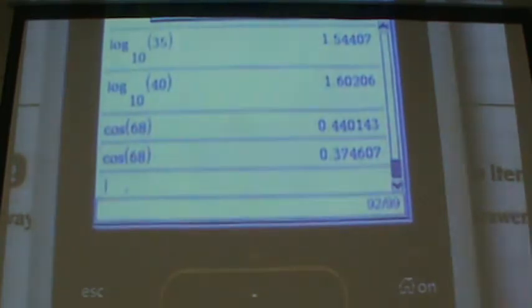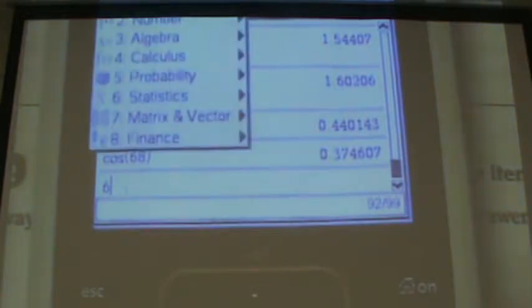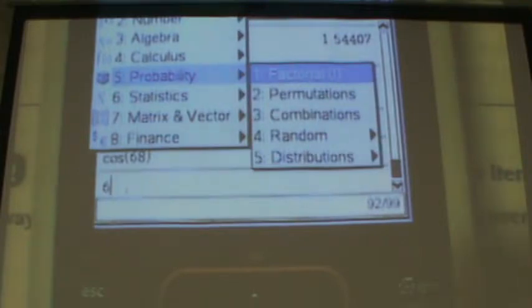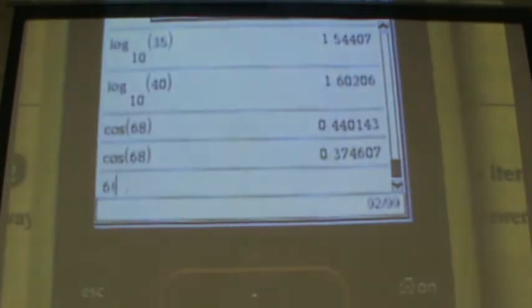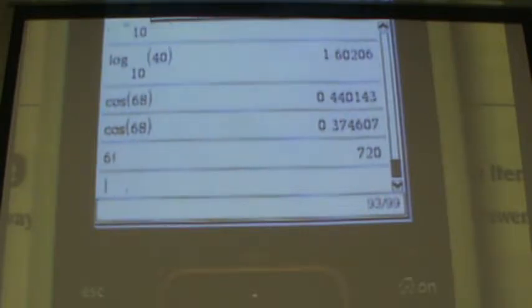On the Inspire, there's also a factorial key. You plug in your number, so we're taking 6. You go to Menu, you go down to Probability, and factorial is number 1 there. So you hit Enter, so you have 6 factorial, Enter, it equals 720.